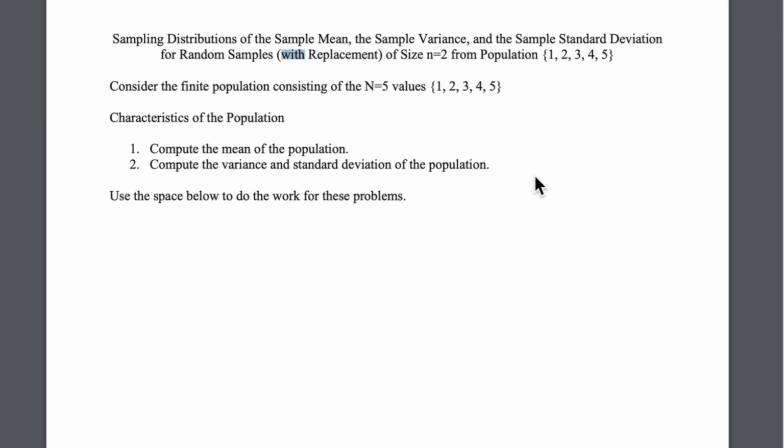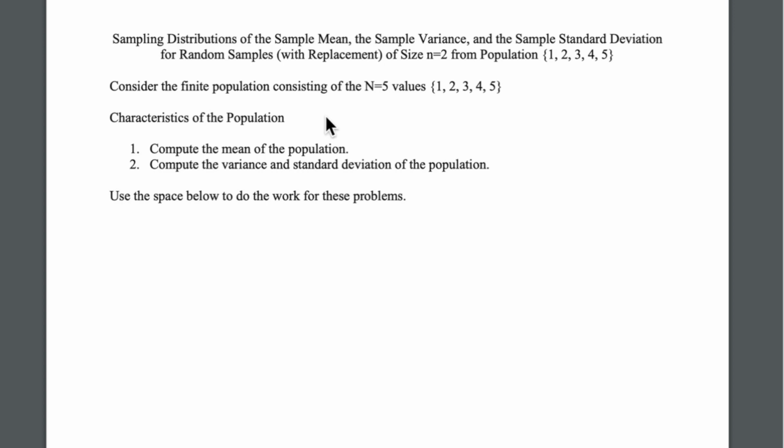So again, we have a finite population. The population size is, in this course, going to be represented by a capital N, and there are 5 values. And to keep things simple, so that we can focus on the concepts rather than calculations, we're going to just use the values 1, 2, 3, 4, and 5. All right, and so the first thing we need to do is to calculate characteristics of this population.